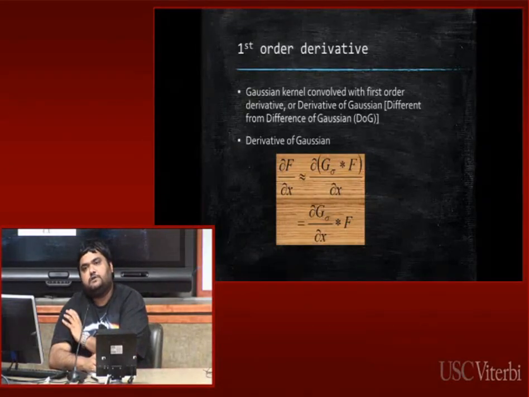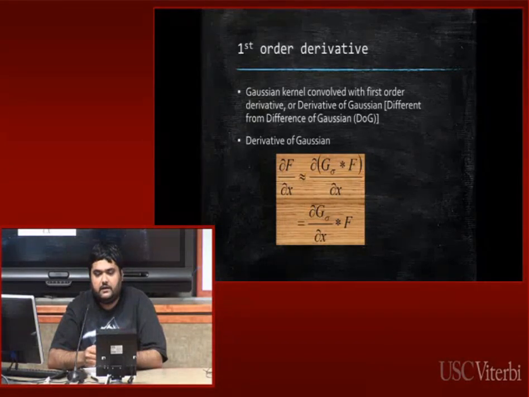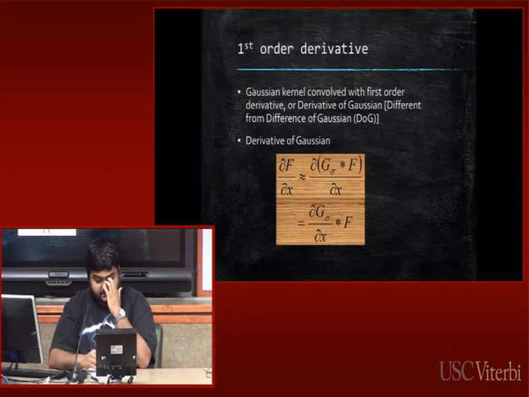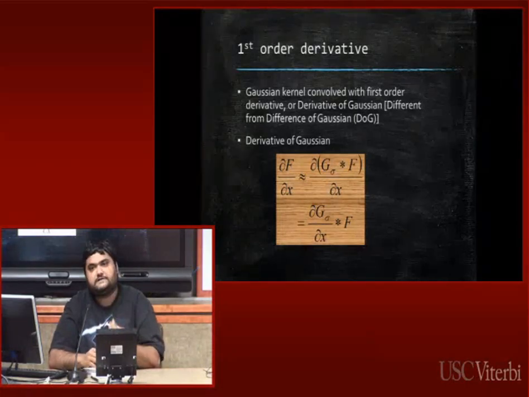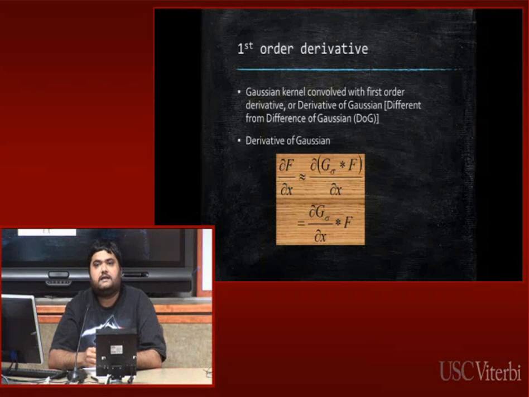First order derivatives: a lot of students have confusion between difference of Gaussian and derivative of Gaussian. I think in the lecture, professor had mentioned that the first order method is DOG, right? That DOG is derivative of Gaussian. It's not difference of Gaussian.